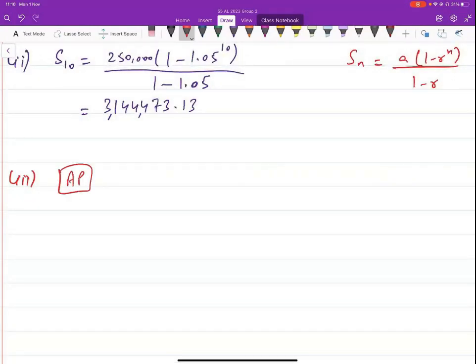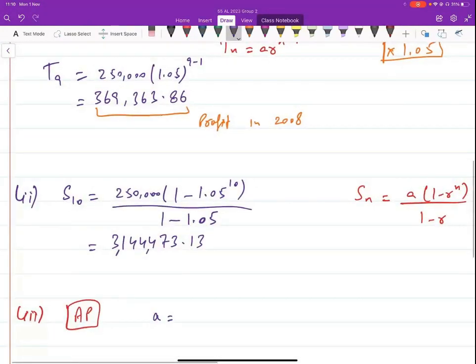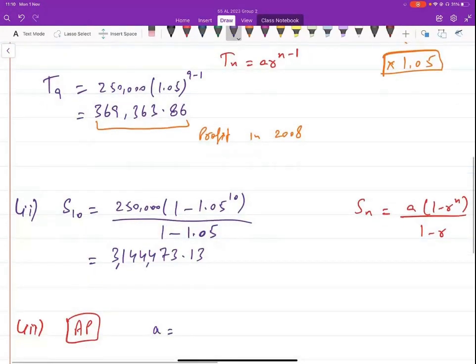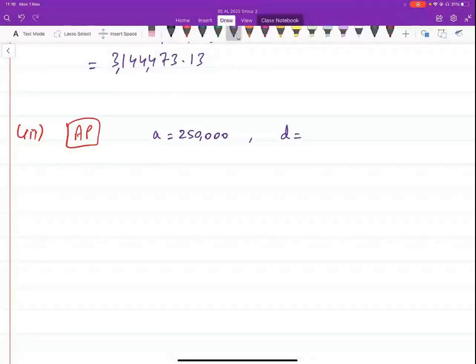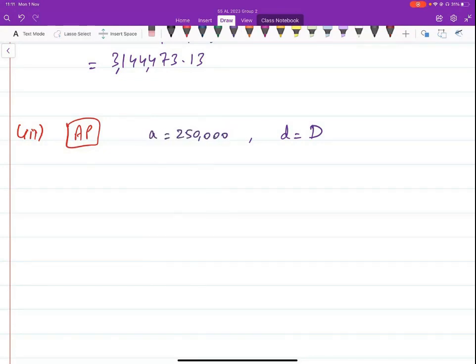And for that AP, what is the first term? Sorry? The first term still remains the same, right? Start to उसने 250,000 से किया है. That is still 250,000. Okay. What about the difference? We don't know what the difference is. उसने कहा difference is capital D. So we use that. This is what we know for the AP.